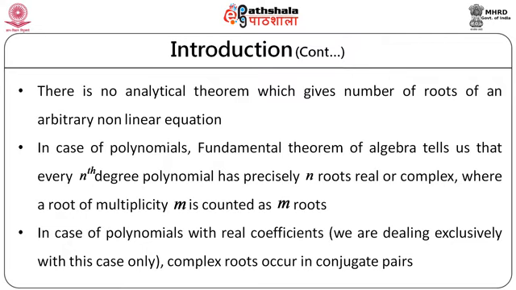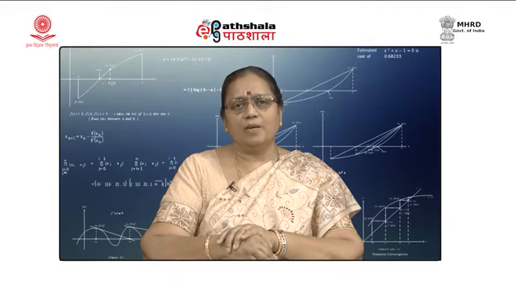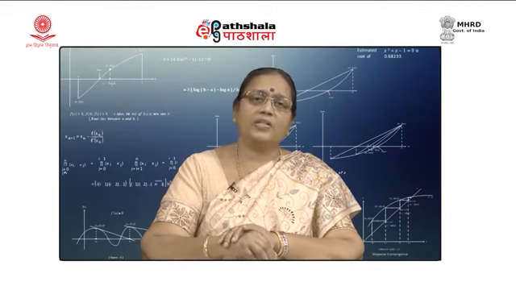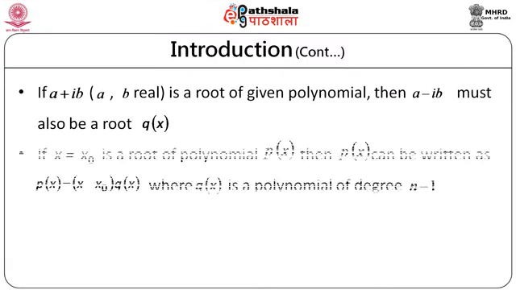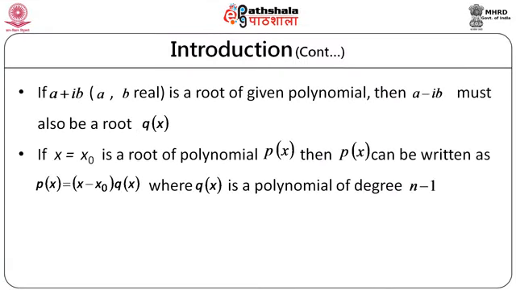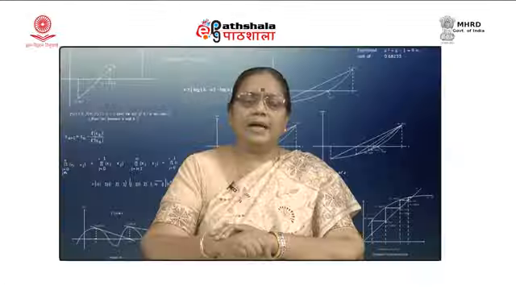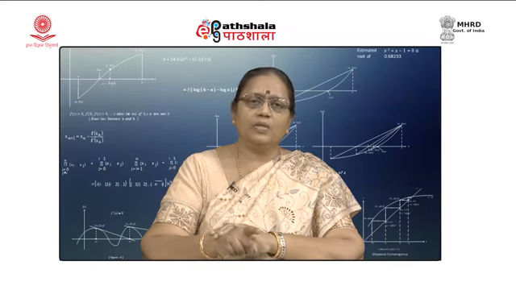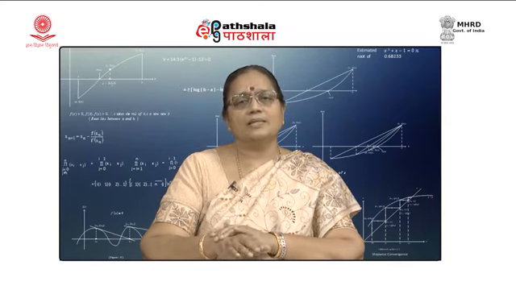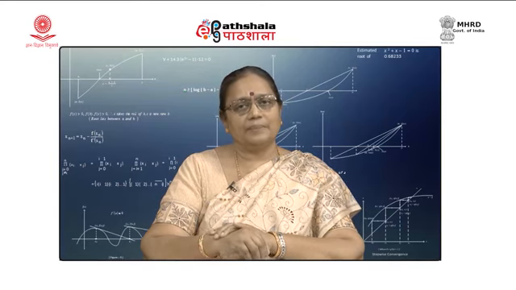Moreover, in case of polynomials, there is one more point: if x0 is a root of polynomial p(x), then x - x0 is a factor of p(x), and in that case we can write p(x) as (x - x0) q(x), and the degree of q(x) is going to be n - 1 if the degree of p(x) is n. This q(x) is called the deflated polynomial, and x0 is one of the roots, and all remaining roots of p(x) are going to be the roots of q(x).